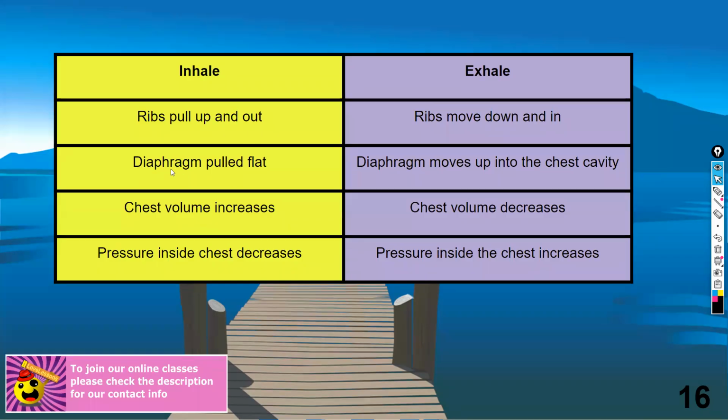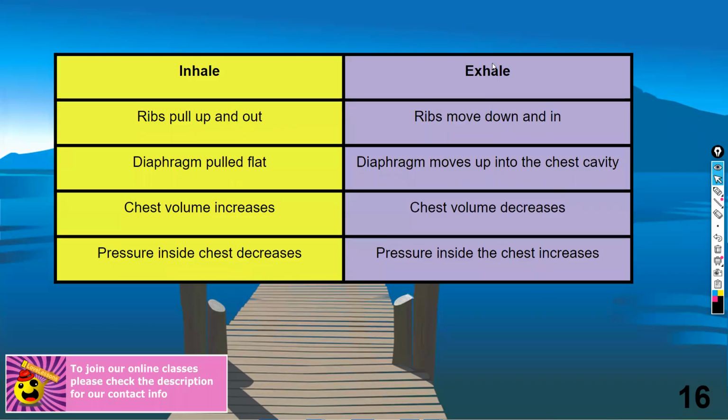Your diaphragm will move flat. We just discussed that. This causes the chest volume to increase. Hence, the pressure inside the chest decreases. Remember, pressure and volume are opposites. If volume is large, the pressure will be smaller, and of course, vice versa.